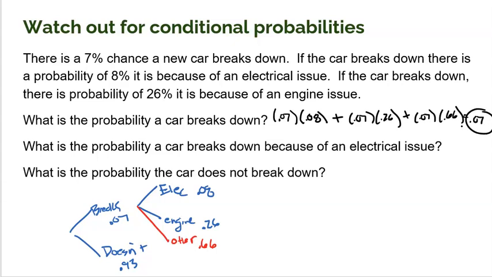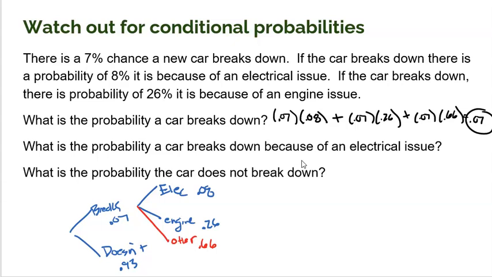Some might be like, well, wait a minute, duh, right? Duh. If it broke down, that's 7%. It said that. There's a 7% chance a car breaks down. Whether it's electrical, engine, or other, who cares? 7% chance it breaks down. So listen, I'm not trying to convolute this. I'm just trying to make sure you understand that you could just say, hey, I know there's a 7% chance my car breaks down, or you could walk through the scenarios, but you still get a 7% chance when it's all said and done.